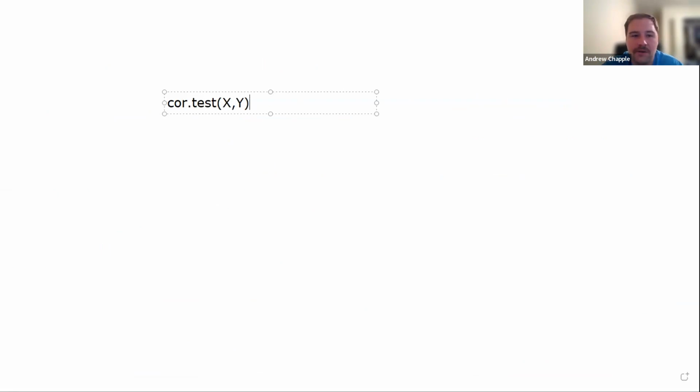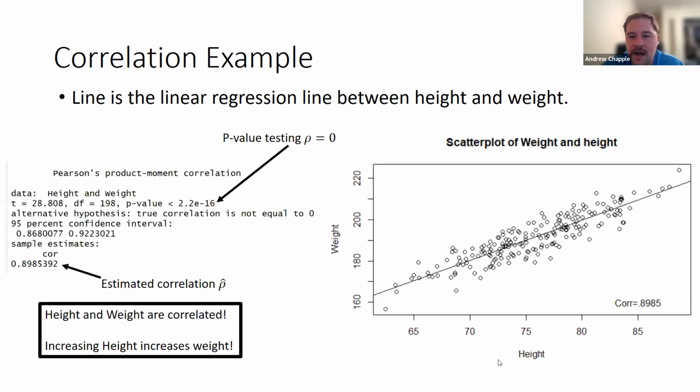So I'm going to talk about how to read it. This is the output. It's an example where I've got height and weight, and I use cor.test. I get a small p-value. This p-value, again, is testing whether there's no relationship. We reject the null. So there's clearly some kind of linear relationship. And you can see that here, right? Here's the estimated regression line that I add to it.